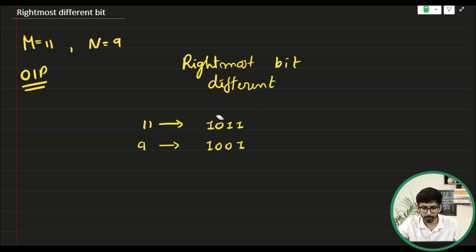One by one, let's compare which is the different bit. So this is same and this is different. This is the first bit, this is the second bit. So the output for this test case comes out to be 2. So you have to print which is the rightmost bit that is different.